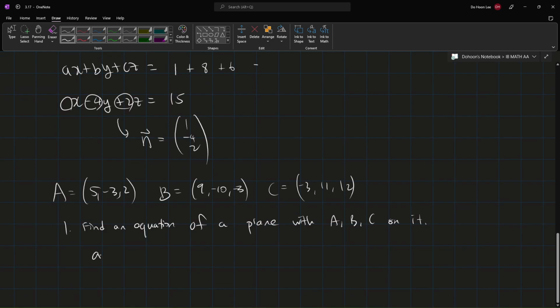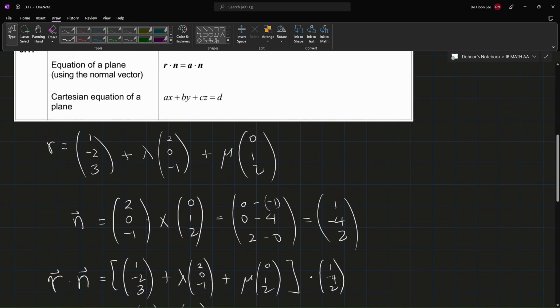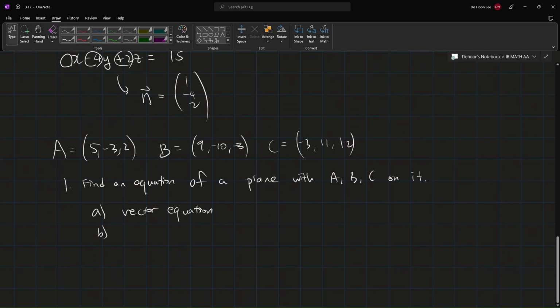The first one will be the vector equation. And then you'll find the normal vector equation. And lastly, you'll find the Cartesian equation.